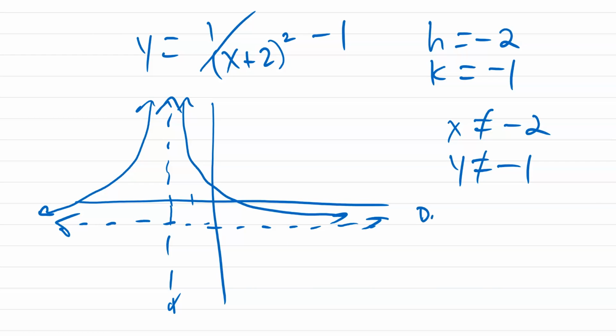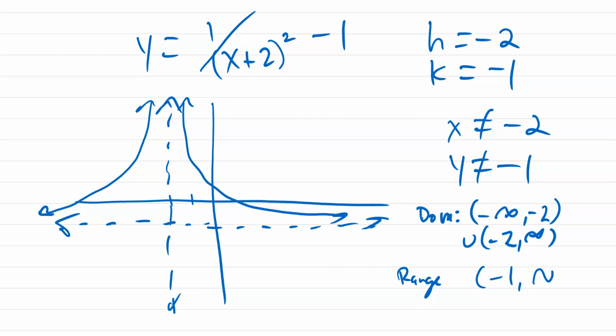Our domain, from negative infinity to negative 2, or negative 2 to infinity. Our range, how about, goes down to negative 1. So negative 1 to infinity.